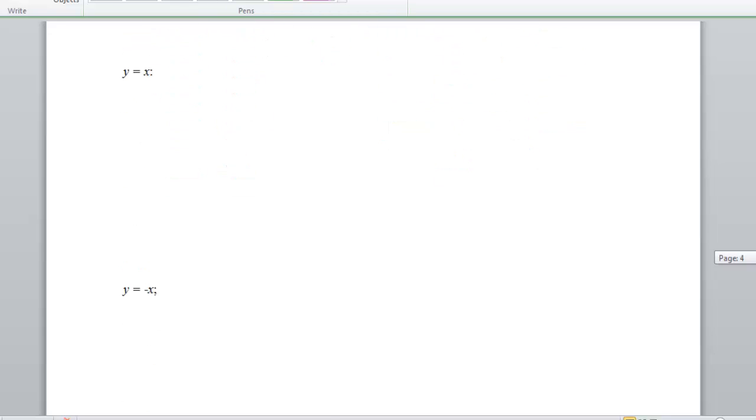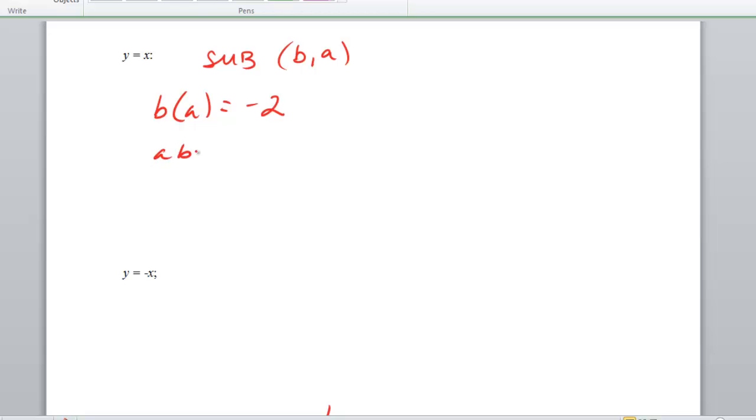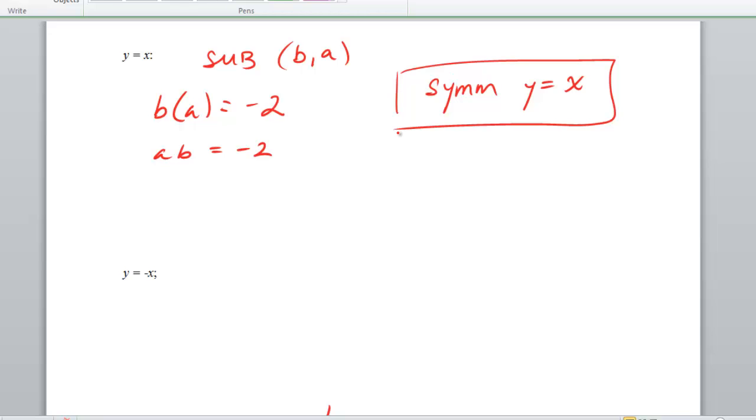So now we go to our diagonal lines, y equals x. For y equals x, we're going to substitute x and y with a reversal of the values. We're going to now do b and a in that order. So I have b times a equals -2, and of course that just gives me ab equals -2. Now this is equivalent to ab equals -2, so this is symmetric along y equals x because it is equivalent to our given equation.